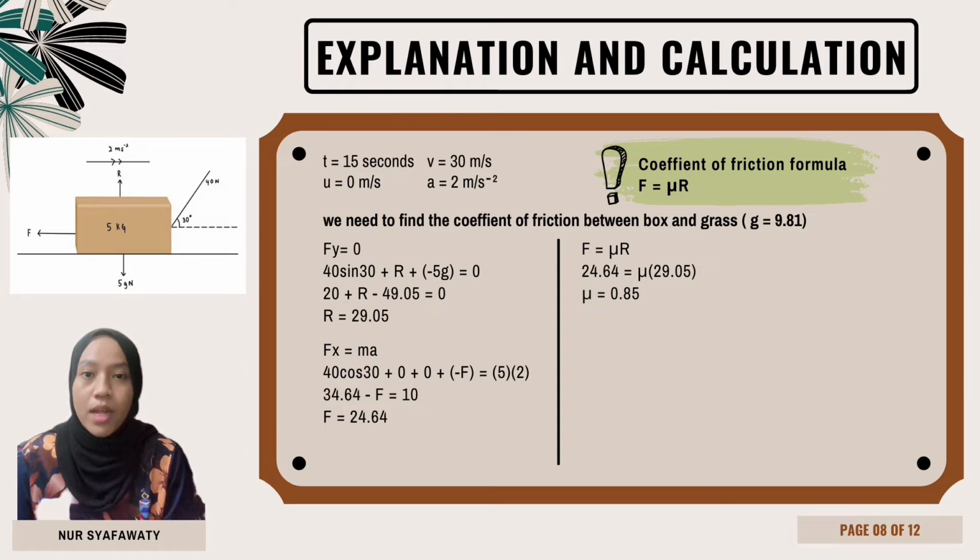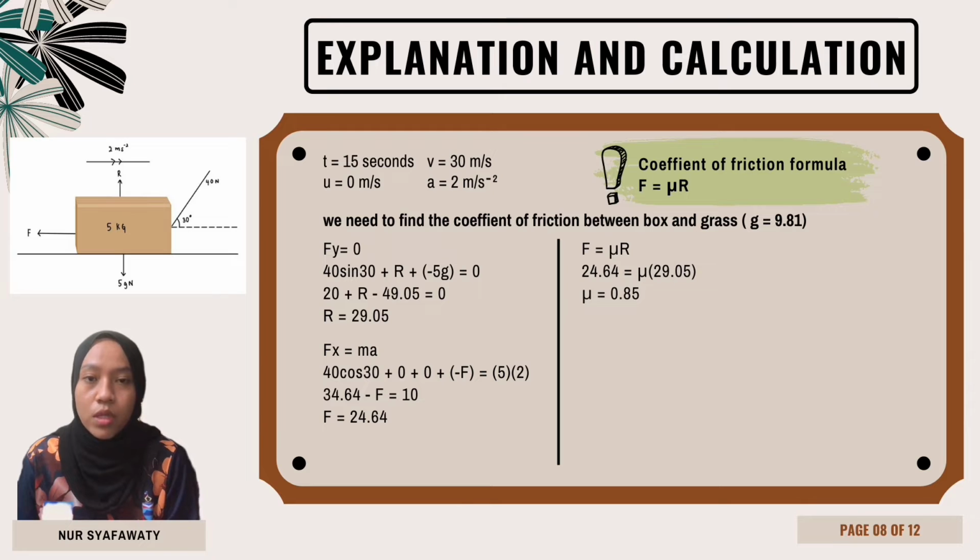So we solve it like we solved Fy, but we take the value on the x-axis, so we insert the value. We get 40 cos 30 minus F equal to the mass of the box, which is 5, times the acceleration that we solved earlier, which is 2. Then we solve it and we get F is 24.64. So now we have R and F, so now we can substitute into the formula F equal to mu R.